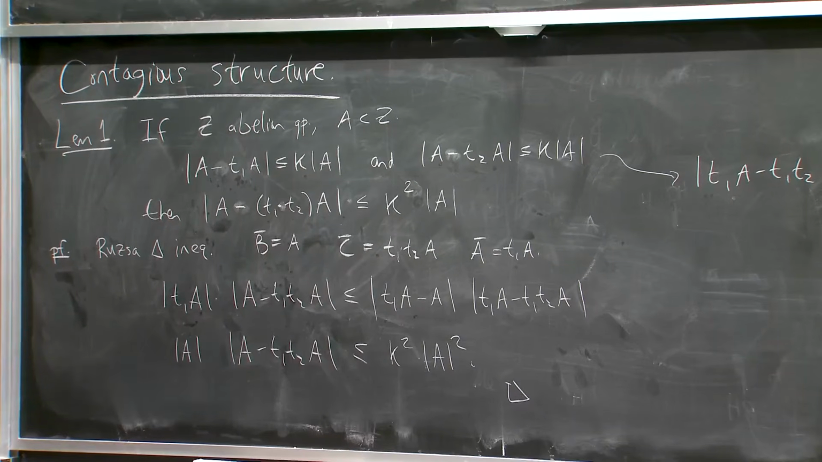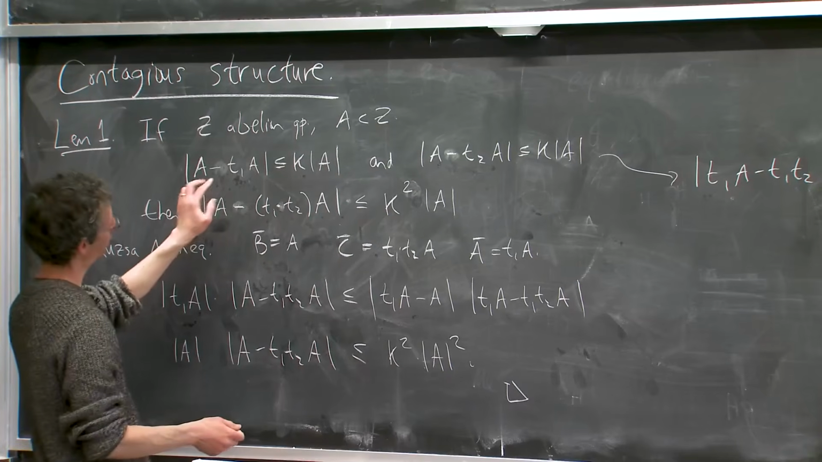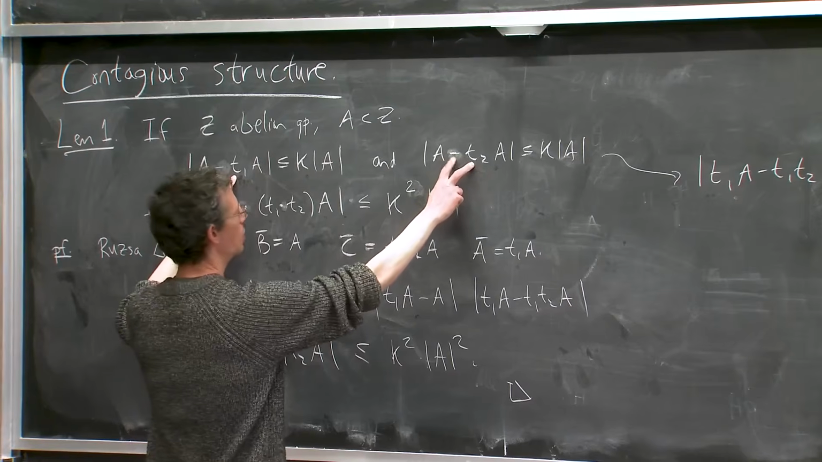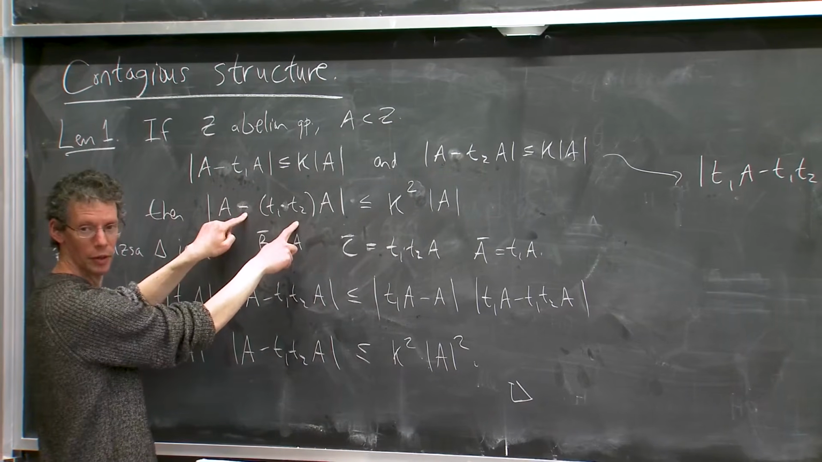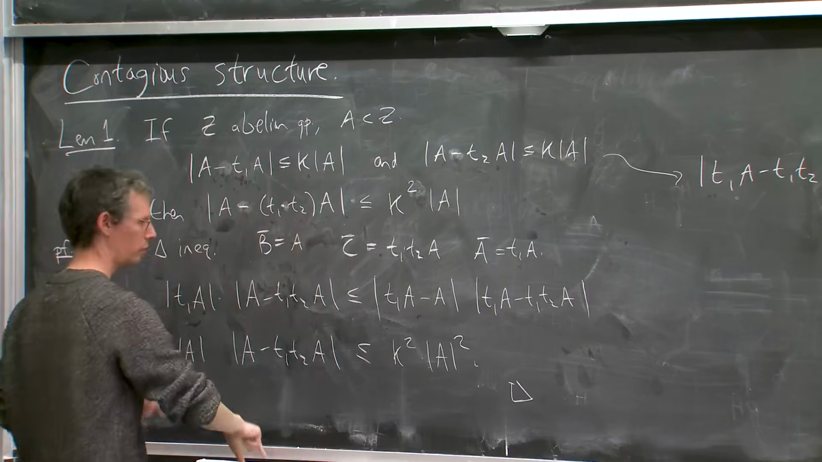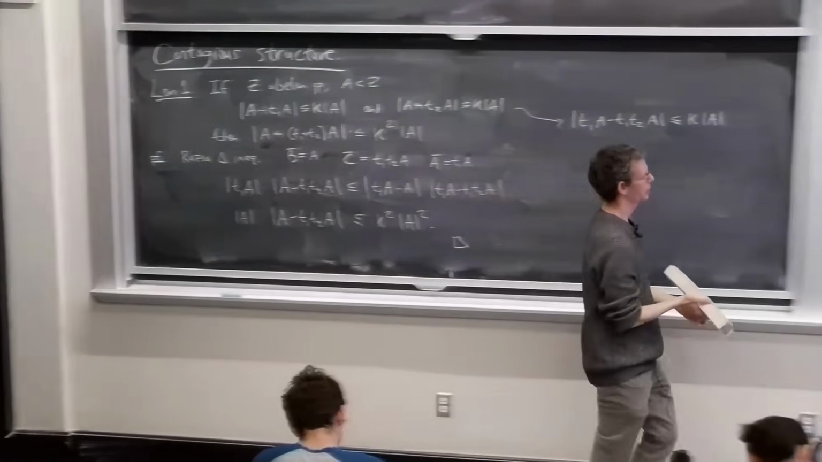So if the projections in the negative T1 direction and negative T2 direction are small, then the same holds for the negative T1 times T2 direction. That's also small.